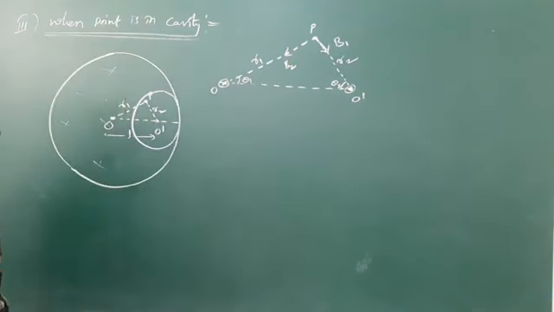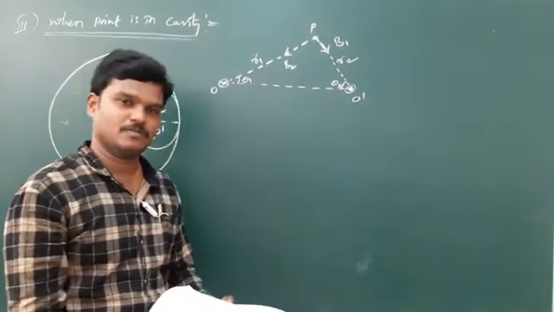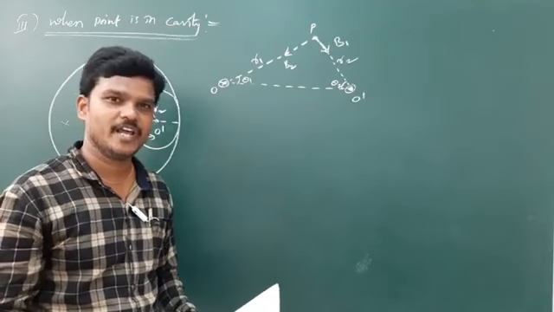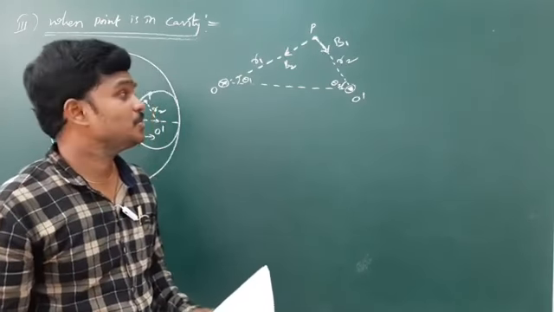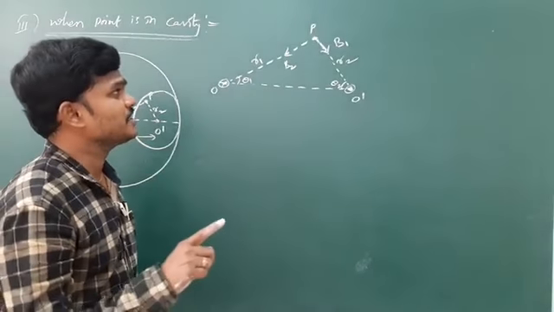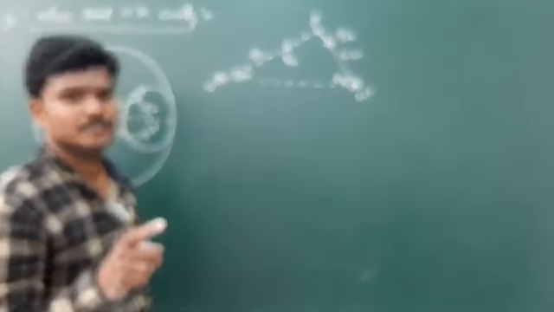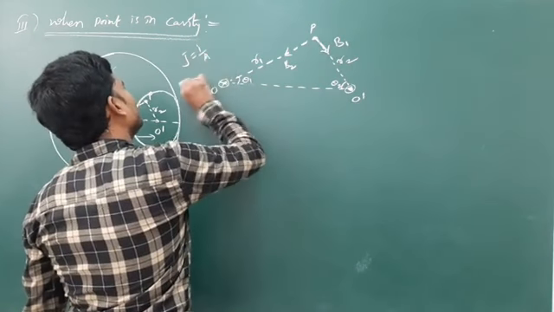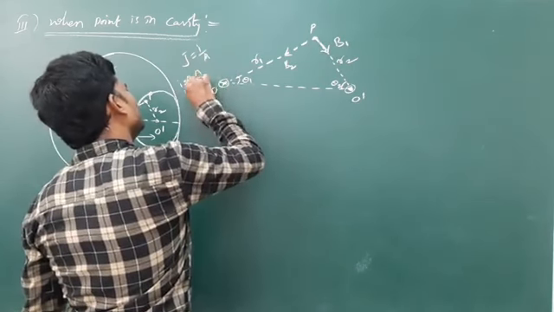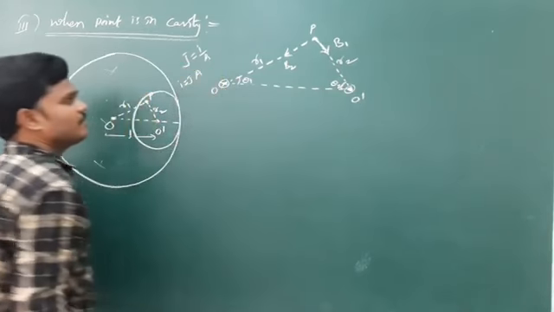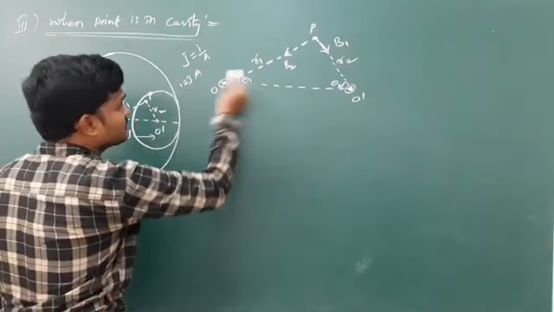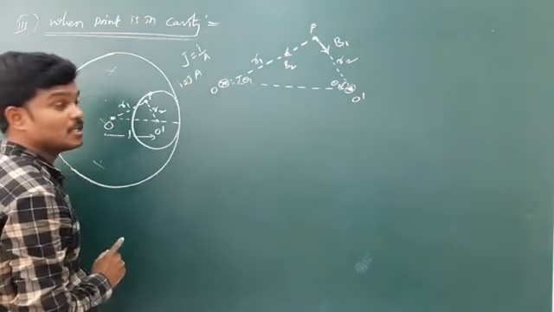Okay, B1, B2 are very clear. Mu naught I1 or I2, mu naught I by 2 pi r. If you write I as J into A, where J is I by A, then J into A is nothing but the area. Here in this situation it is pi r1 square, and in the second situation pi r2 square, with small r1 and small r2.